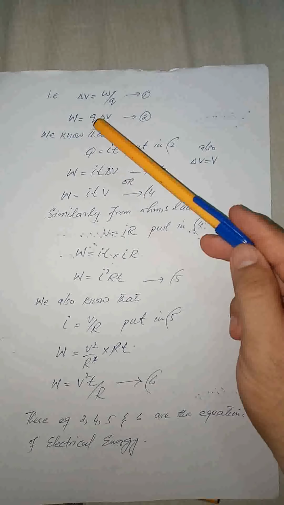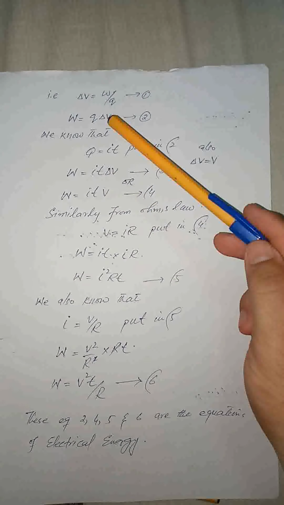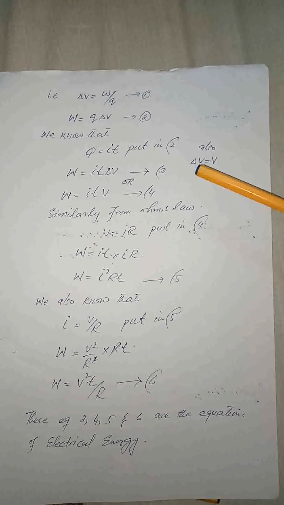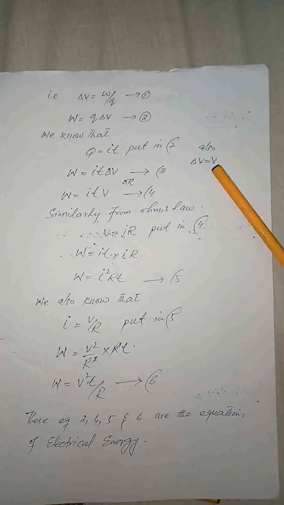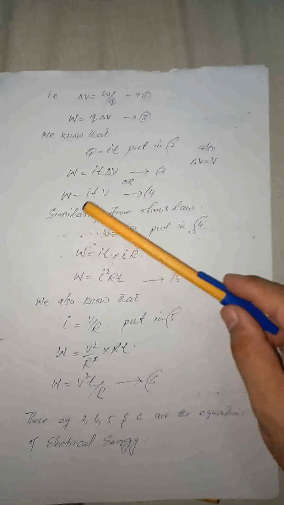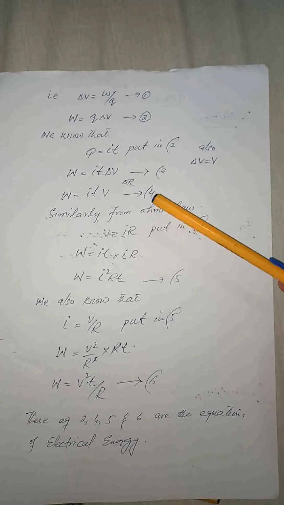W is equal to, instead of Q, IT into del V, and del V is the potential difference, and for simplicity in a circuit we represent del V only by V. So del V is the potential difference, and we also call it voltage. So it becomes W equals ITV. This is equation number 4.